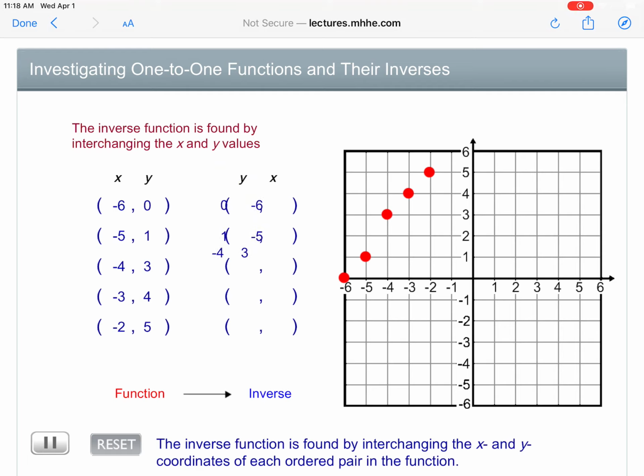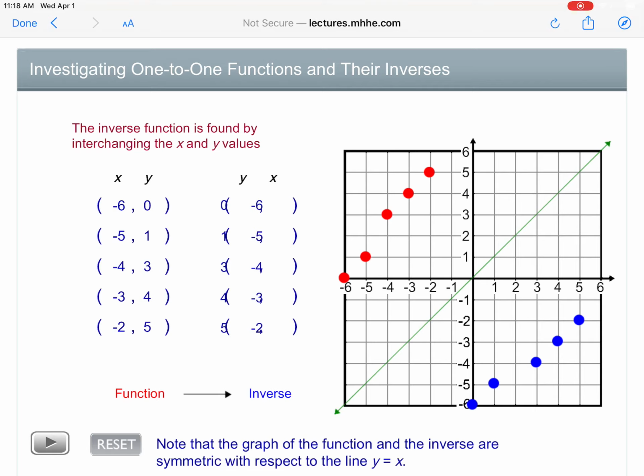Oh, how lovely. Note that the graph of the function and the inverse function are symmetric with respect to the line y equals x. Oh, how amazing. Can you guys see if we fold this graph by the green y equals x line, they will overlap, right?